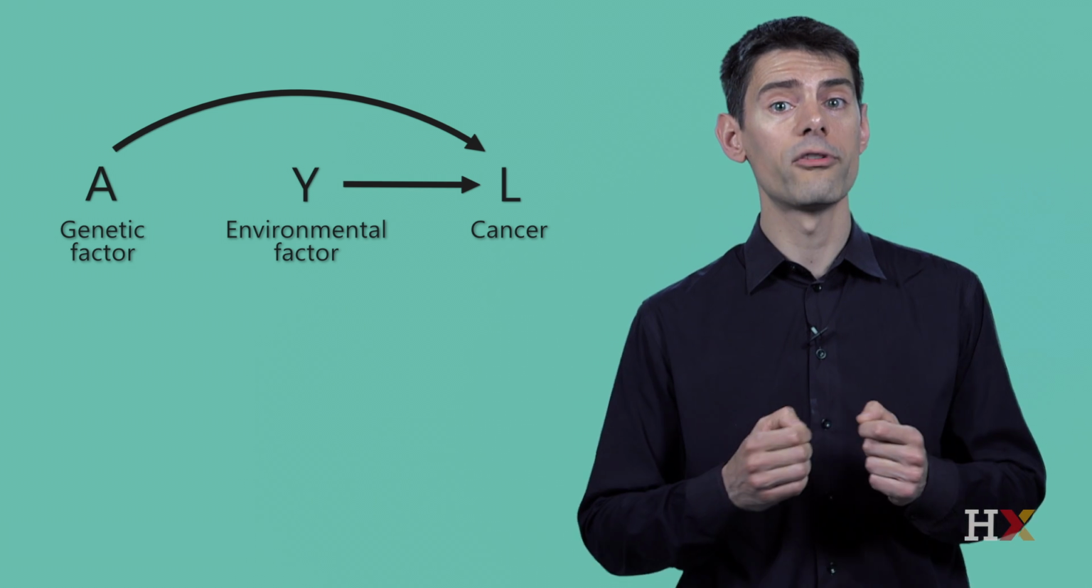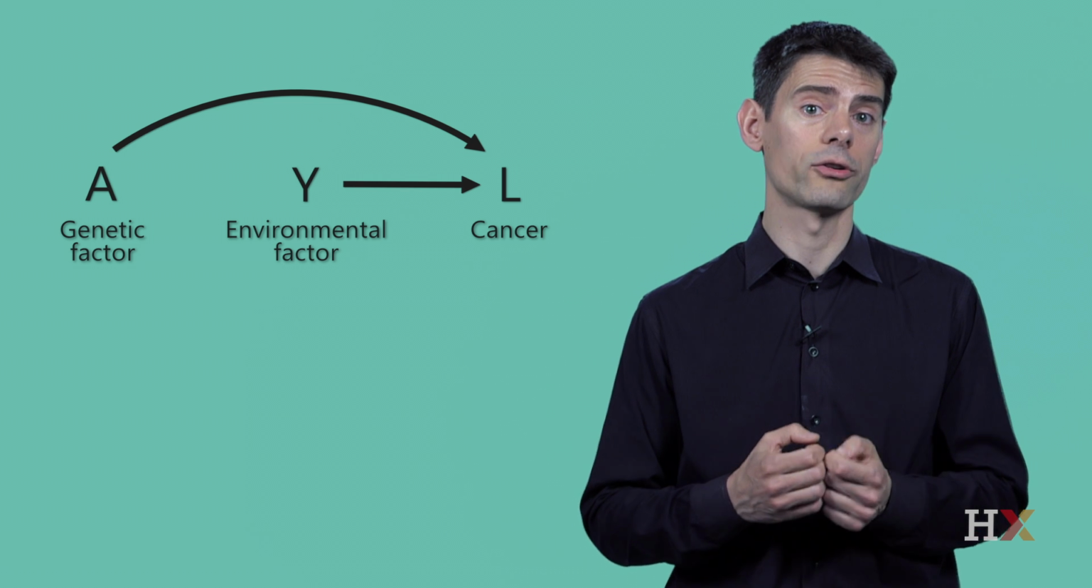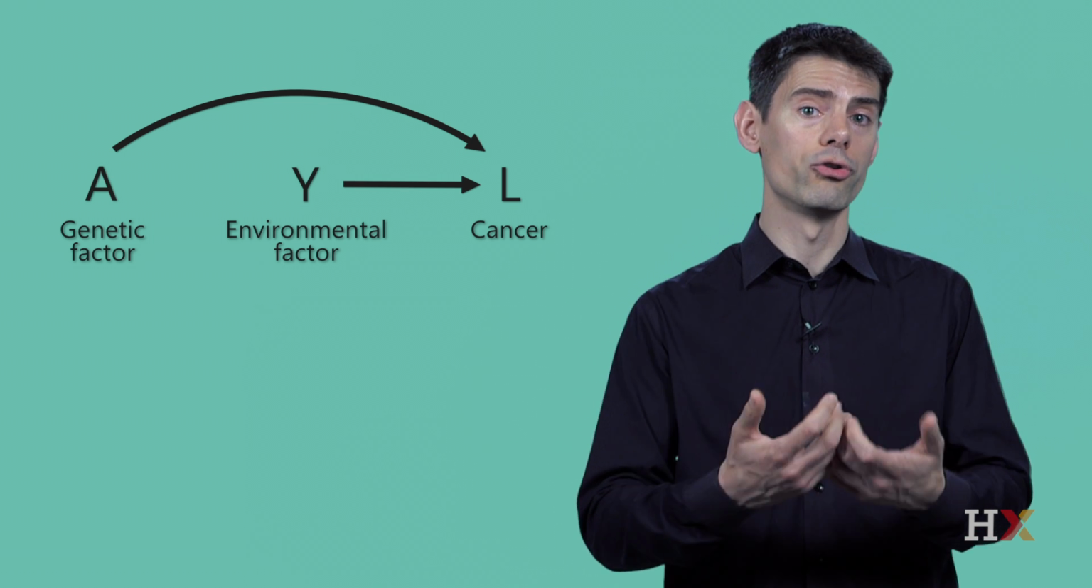But there is no arrow from A to Y because the genetic factor doesn't have any effect on your exposure to air pollution. We draw this DAG using our expert knowledge. We didn't use any data. What if we had data?